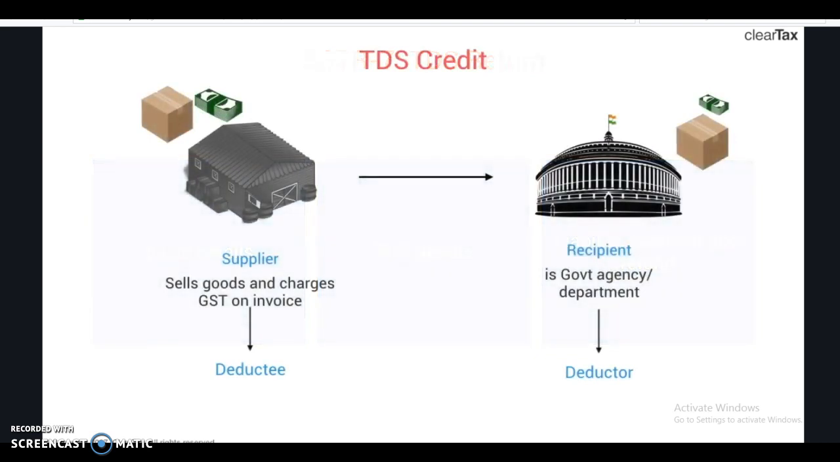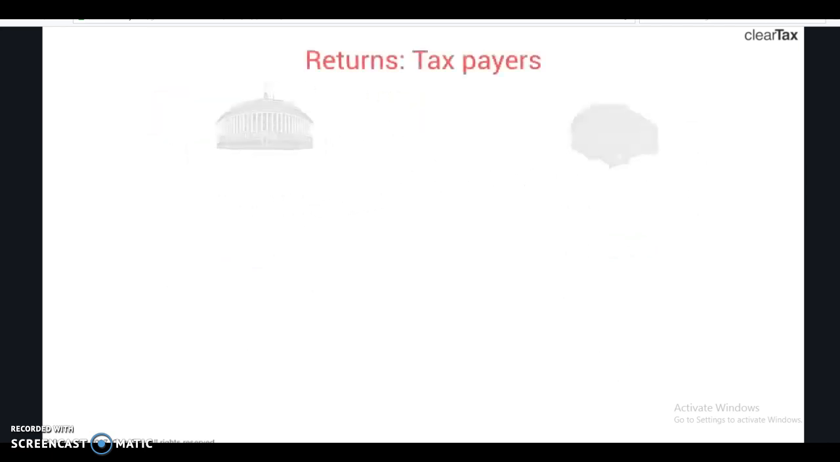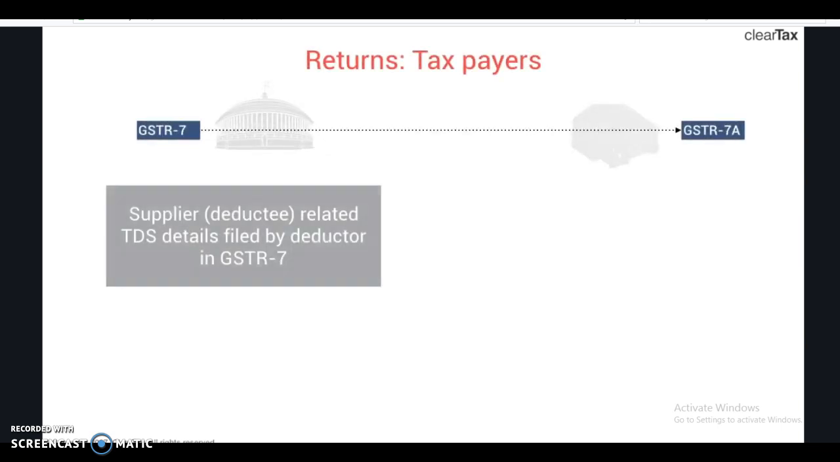We had the deductor and the deductee. Now, the deductee, the supplier, has to be sure that the recipient has actually deducted the tax and has remitted to the government on his behalf. He should be sure that the recipient has not actually short paid the invoice to the supplier, but has done his part of the duty. The tax on behalf of the supplier has been paid, and that's why you have the auto-populated return, the checking return. The supplier, the deductee related details in the TDS return filed by the deductor in GSTR 7.